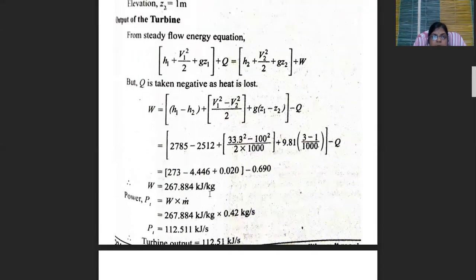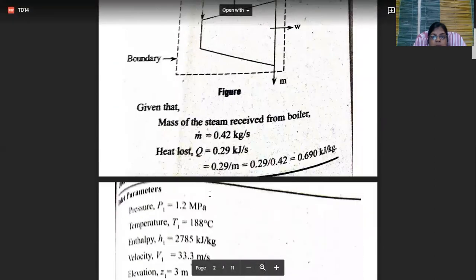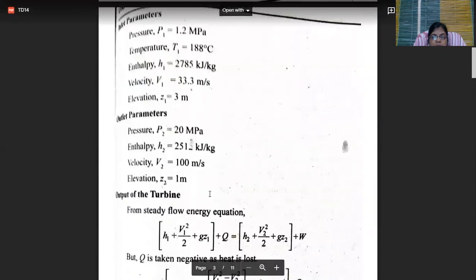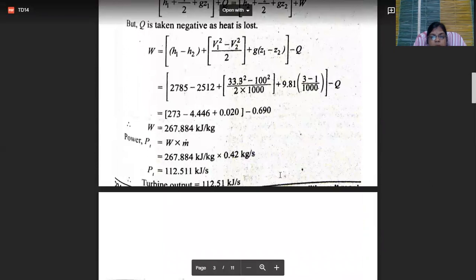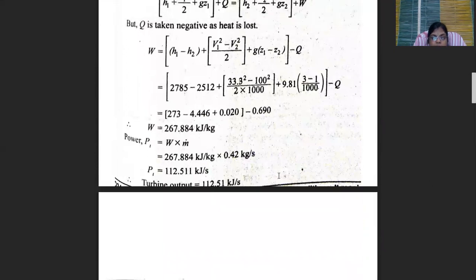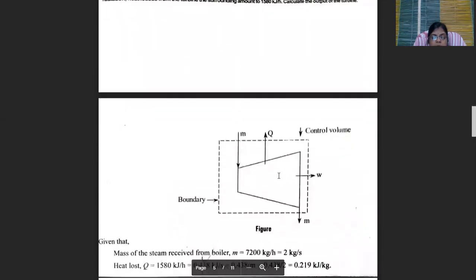This is mass in the form of kg per second. So this is kilojoule per second. Joule per second is a watt, so our answer is in kilowatt. So turbine output is 112.51 kilojoule per second.